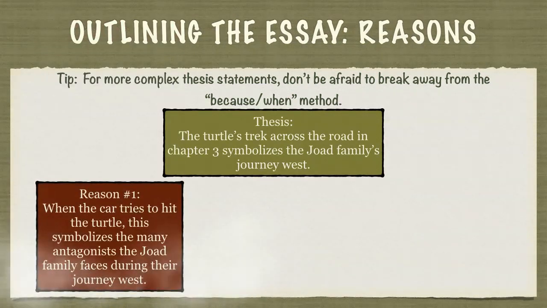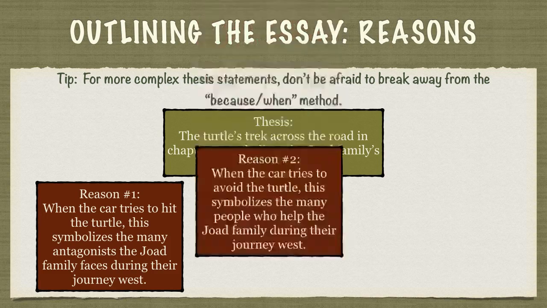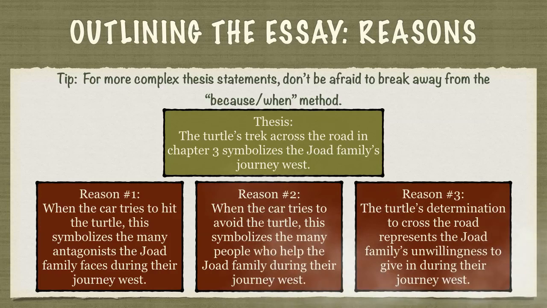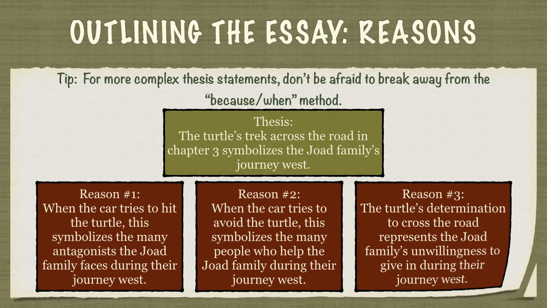So instead, I'm going to say reason 1, when the car tries to hit the turtle, this symbolizes the many antagonists the Joad family faces during their journey west. Reason 2, when the car tries to avoid the turtle, this symbolizes the many people who help the Joad family during their journey west. And reason 3, the turtle's determination to cross the road represents the Joad family's unwillingness to give in during their journey west. So there you go. That's a final example for those of you that are a little bit more advanced.